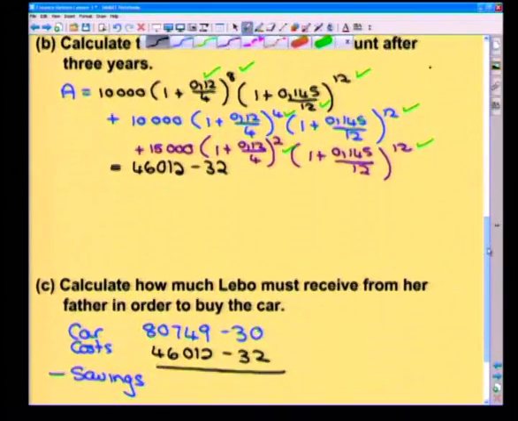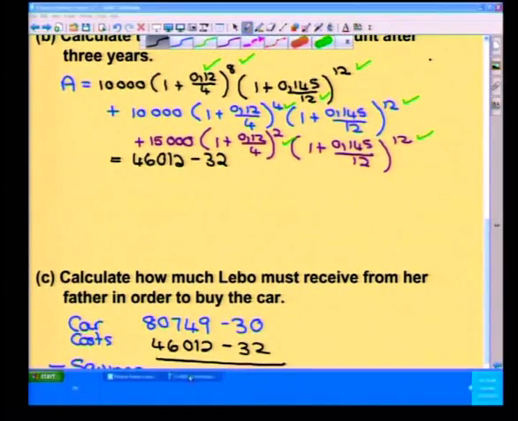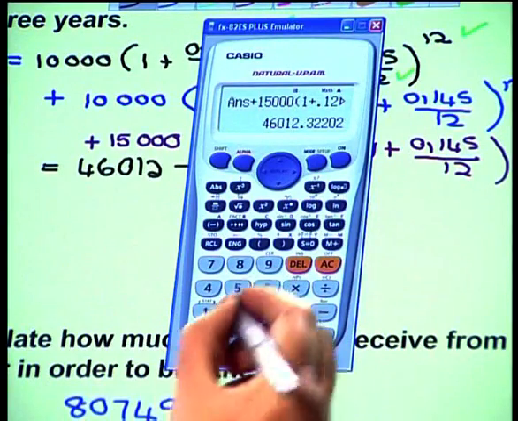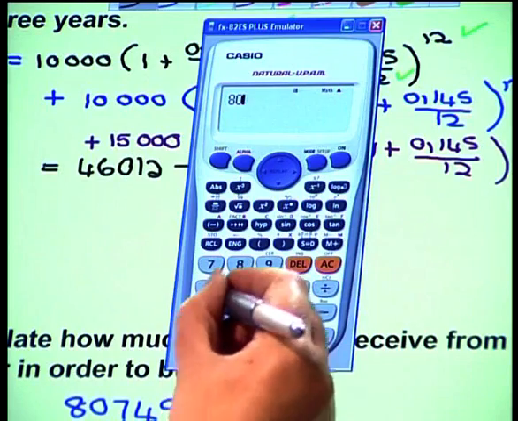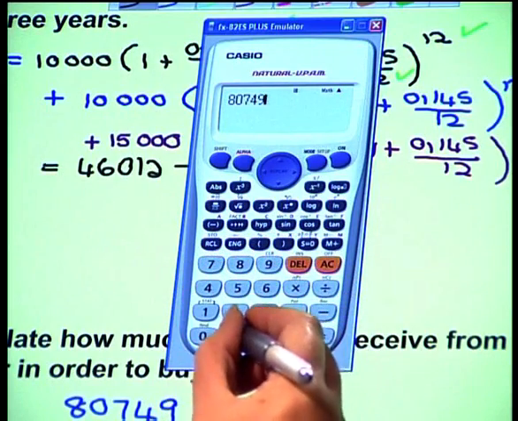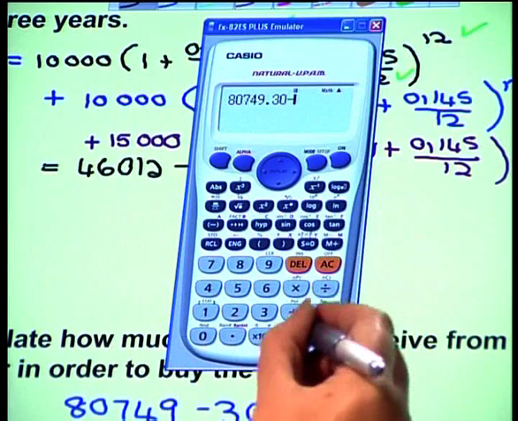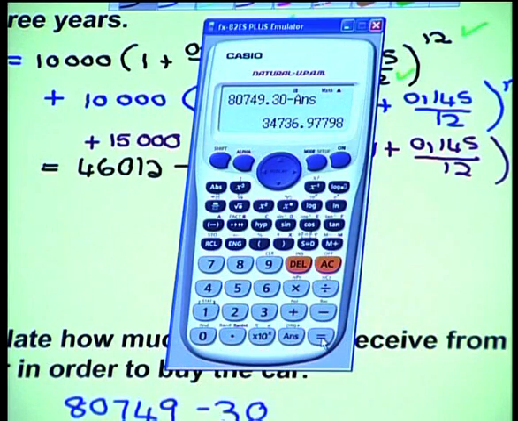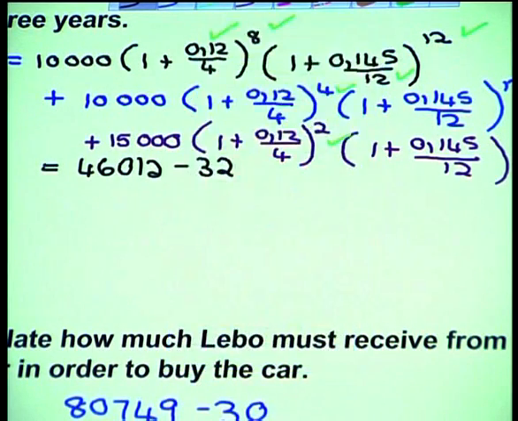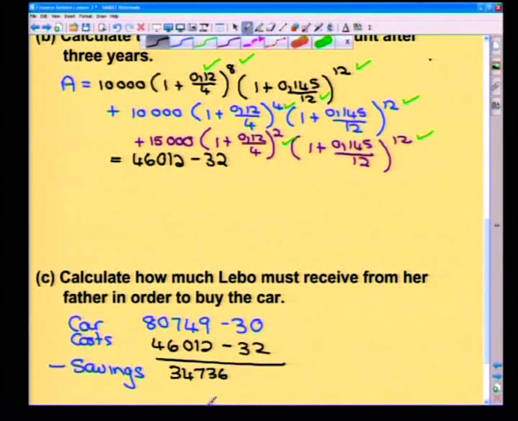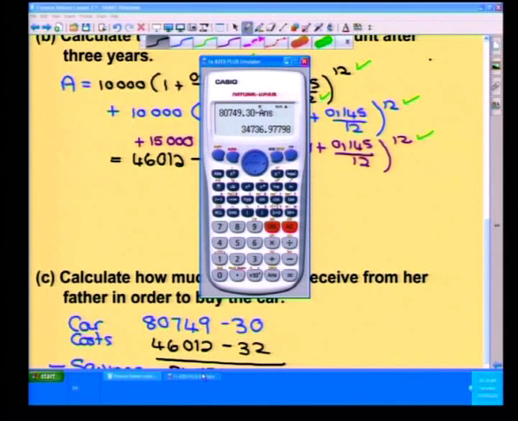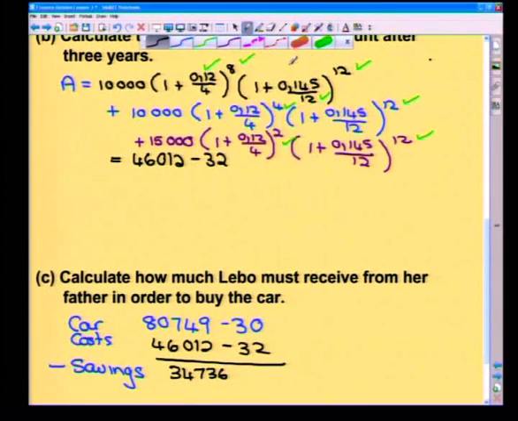And I do think she's got a very generous dad. So let's get hold of it. So that's the amount she had there. So what I'm going to do is go 80749.30, and I'm going to subtract the answer, giving me that. So it's 34736, and pulling up the cents, it's going to be 98 cents. So her dad is going to help her with 34,736 Rand, 98 cents. Lovely.